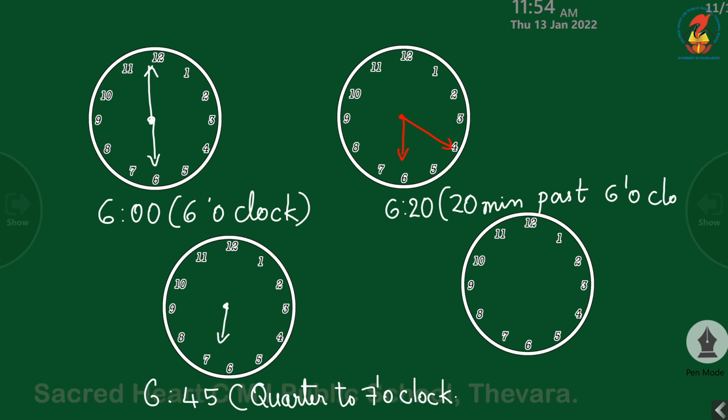The longer hand, the minute hand, is on 9. So we can say it's quarter to. The longer hand is on the left side. So we can say it's quarter to.